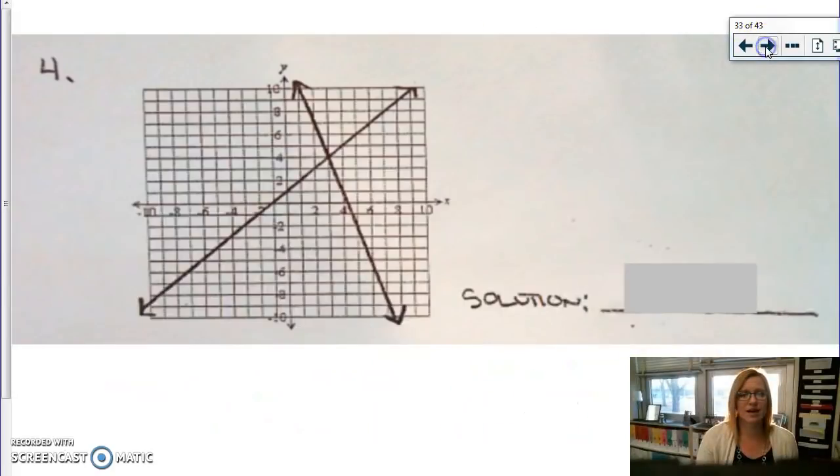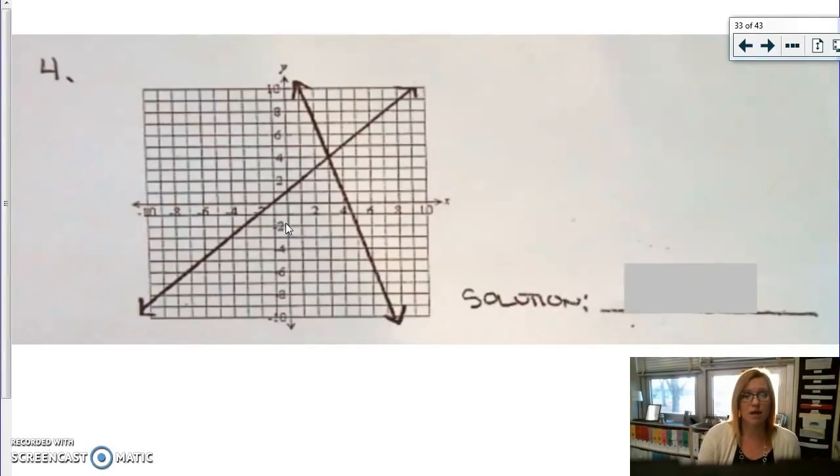All right, so those are my examples. So we have a couple more problems. So now let's try some on your own, just by looking at the graphs this time. So in this graph, what kind of solution do we have here? Go ahead and pause it, try these 3 problems, and then come back and see how you did.